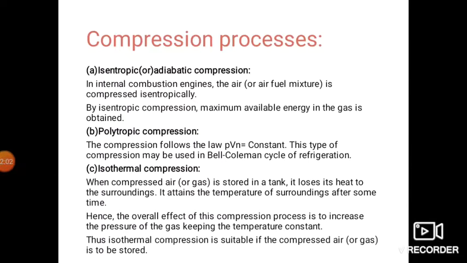Next, the compression process. There are three types of compression processes. First, isentropic compression, second, polytropic compression, and third, isothermal compression. Let's see the isentropic compression. It is also called adiabatic compression. By this compression process, the maximum available energy in the gas is obtained. In IC engines, the air is compressed isentropically.